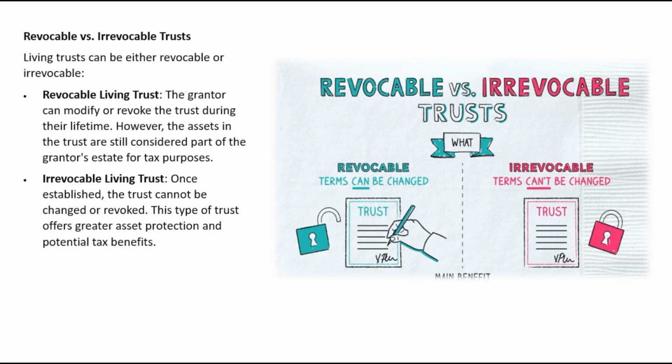Revocable living trust. The grantor can modify or revoke the trust during their lifetime. However, the assets in the trust are still considered part of the grantor's estate for tax purposes. Irrevocable living trust. Once established, the trust cannot be changed or revoked. This type of trust offers greater asset protection and potential tax benefits.